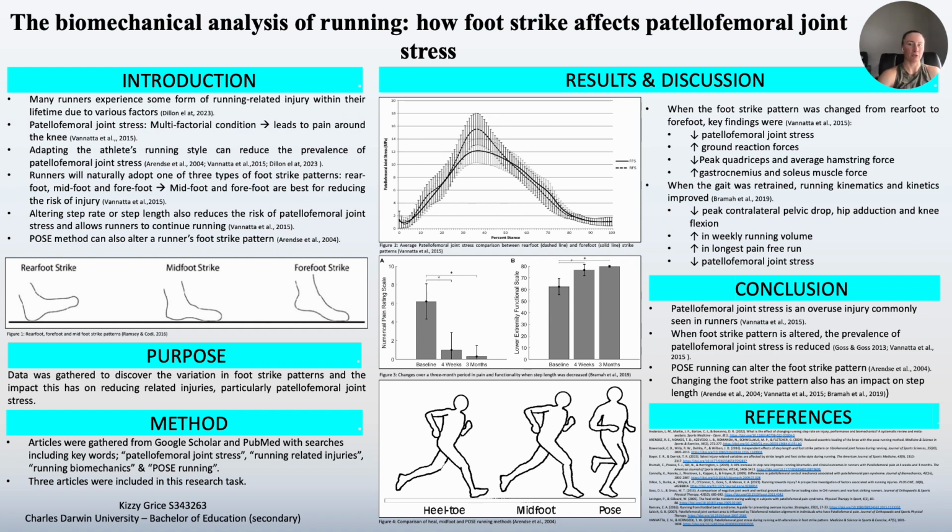However, this should be implemented gradually, as we saw in figure 3. It was implemented over a 4 to 12 week period. Changing a runner's foot strike can aid in the reduction of patellofemoral joint stress and may provide the athlete with long-term benefits.